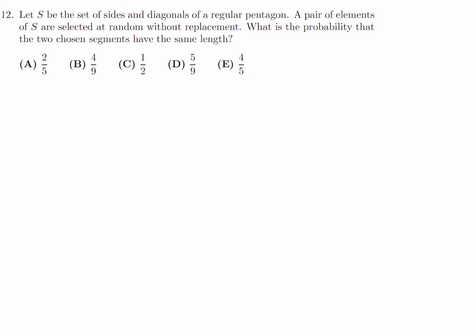Let S be the set of the sides and the diagonals of a regular pentagon. A pair of elements of S are selected at random without replacement. What is the probability that the two chosen segments have the same length? This is approximately what a regular pentagon looks like. And the word regular means that all the sides are the same. So immediately we know that those 5 sides are the same. And then when you draw diagonals like that, all these diagonals from one side to the other, those diagonals are also the same in terms of their length.